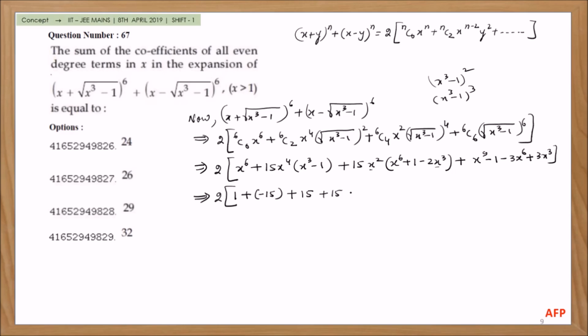Next, here it is the odd part. Minus 1 is there, x raised to 0 is also even degree, so I will write it as minus 1. Then minus 3, that is x^6, is even degree, so this as it is. This is what we are having. So minus 15 plus 15 gets cancelled, minus 1 plus 1 also gets cancelled, so 15 minus 3 is 12, and 2 times 12, so 24 is the answer. So option 1 follows here.